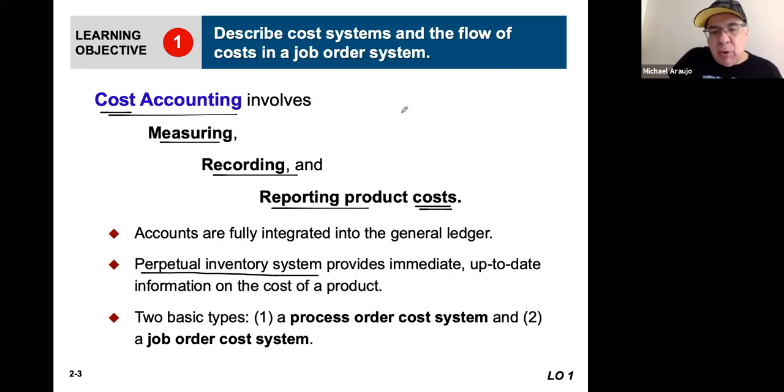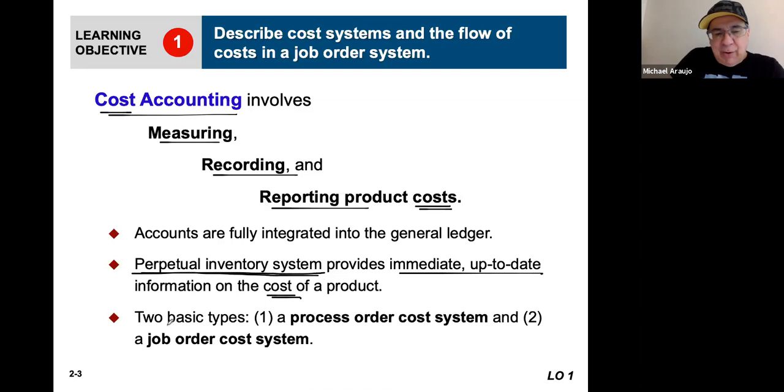Again, the perpetual inventory systems tend to be the most common ones that are used, and so you're going to hear that a lot. I just wanted to jog your memory a bit. But the periodic system still exists and still is being used. So, perpetual inventory system: again, immediate, up-to-date information on the cost of the products.